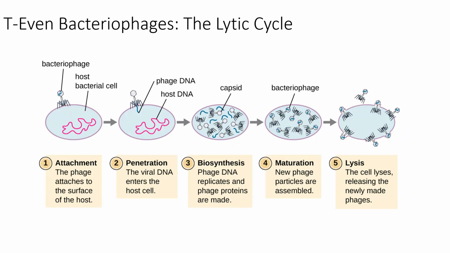And so there are 5 steps shown here. You want to know the names and the process of what happens at each step. And with the lytic cycle, the bacteriophage is going to attach to the host cell. It's going to use those spider-like tail fibers to attach to the host. And then it is going to inject its viral DNA into the host cell in a process called penetration.